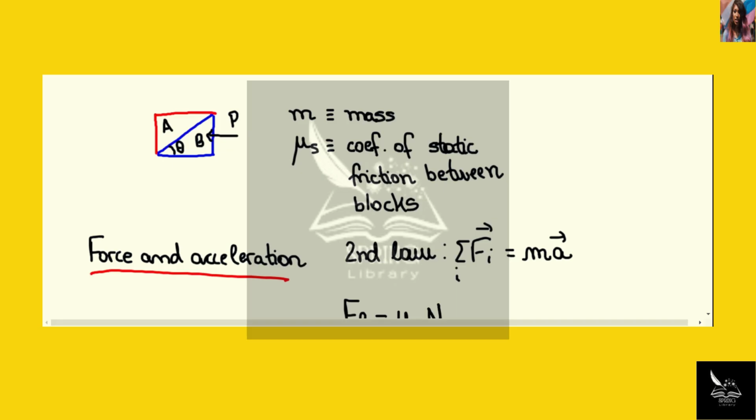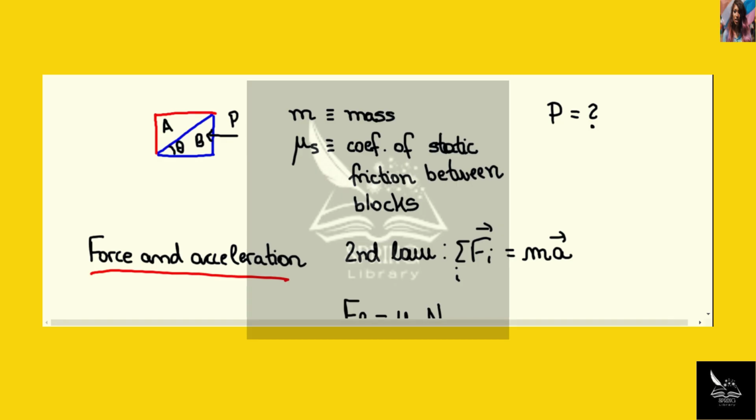A force P is exerted on the right side of block B, such that block B and block A travel together. They have the same acceleration. We have the information that the coefficient of static friction between the two blocks is mu s. Our goal is to find the maximum value of P such that the blocks will still stick together.